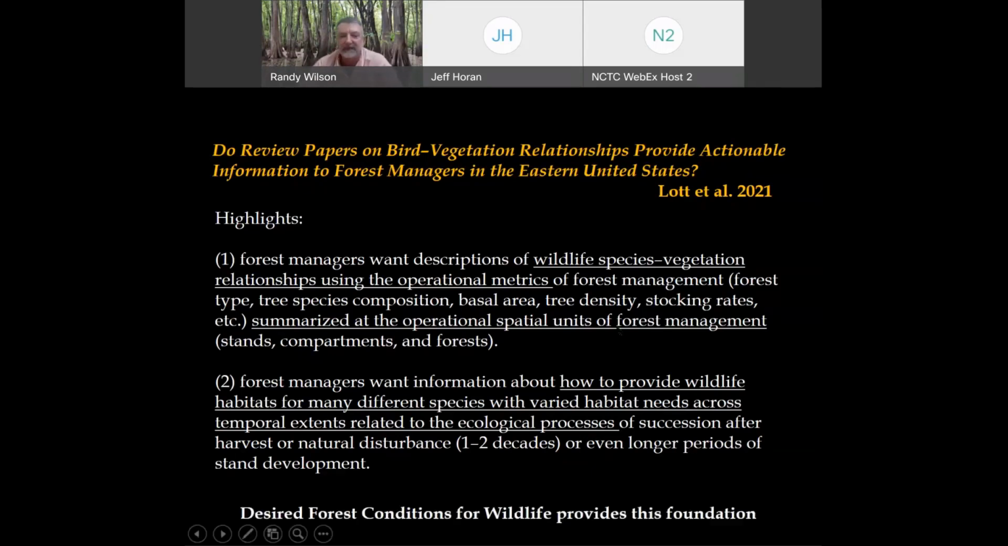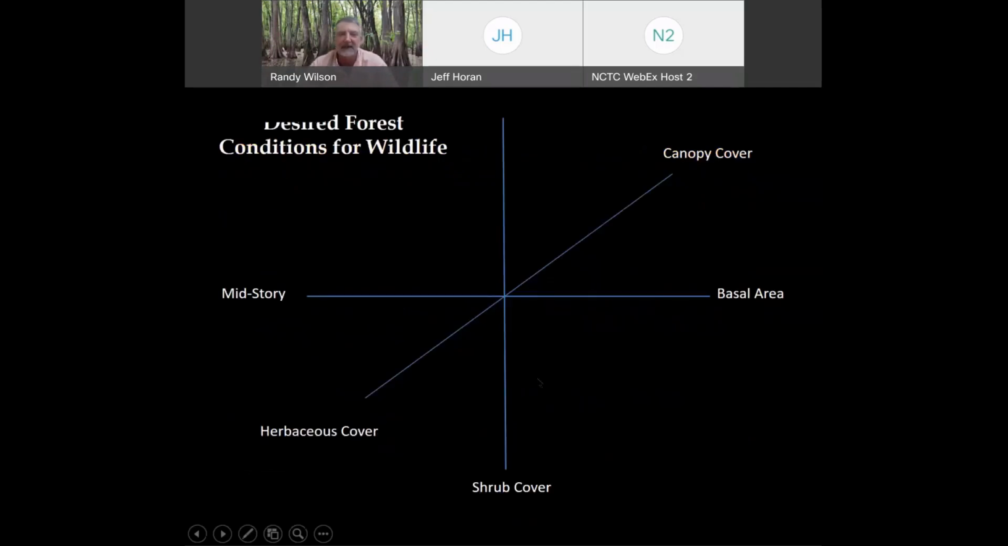And so I would submit that the desired forest conditions that we'll talk about here in a minute provide a really nice foundation by which we can do all of that, which is being asked of us by our forest managers. So how do we get to desired forest conditions?